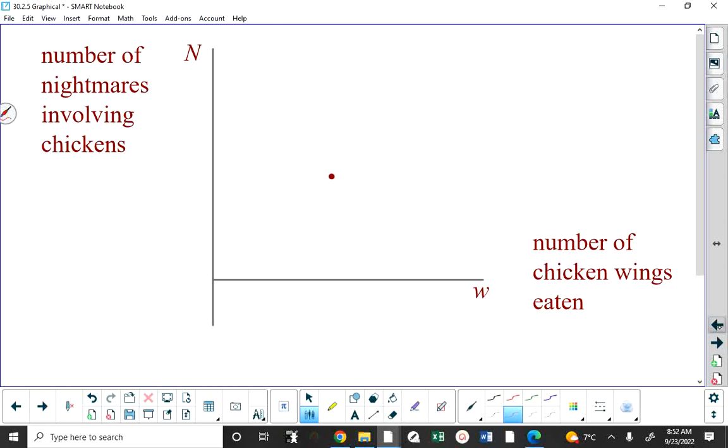And I'm a curious guy, so I decide to keep track over the course of a few months what's going on. And I eat some chicken wings on Friday, and this is the manipulated variable. I look at the menu and I decide how many I'm going to order and how many I'm going to eat. And I wake up in a cold sweat and I put a mark on a piece of paper, and then I go back to sleep and I wake up again and I keep track of the nightmares. And what happens, of course, is there's some kind of relationship here.